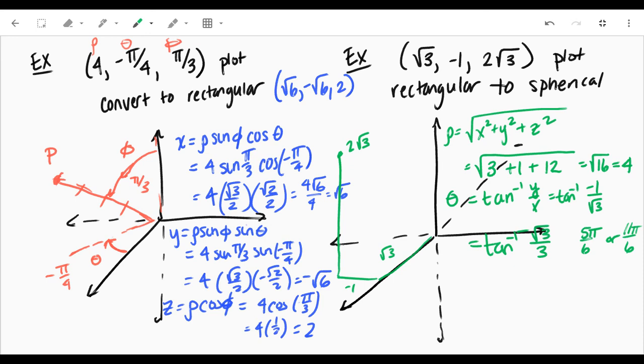Okay, well, if you think about that one a little bit, look at where we are in the xy plane. We're in the fourth quadrant. So we would have 11 pi over 6.